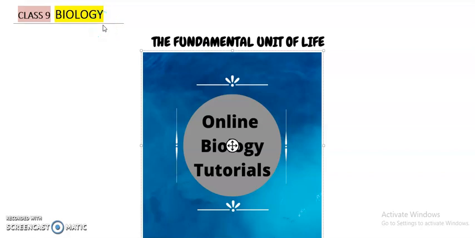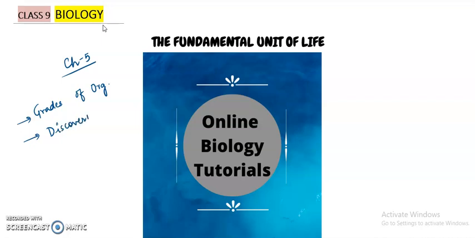We are studying chapter number 5, the fundamental unit of life. We are already done with grades of organization, where we talked about cell, tissue, organ system and an organism. We also talked about the discoveries that are associated with the cell. We have also talked about what is cell theory, who gave it and who made a modification in it after few years. So if you have not watched these videos, please go and watch them first and then watch this video in our series. Let's get started to the current topic now.